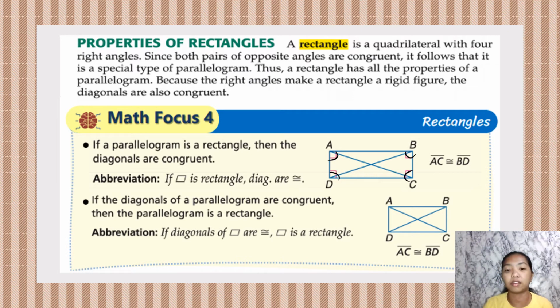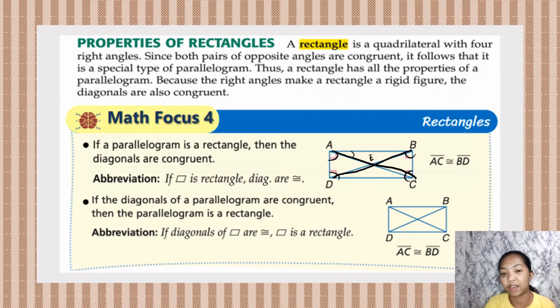I have here a rectangle ABCD. So our diagonal AC is equal to the other diagonal BD. For example, they intersect at E. So our AE is equal to EC, and our EB is equal to ED. The same as AE is equal to EB, CE is equal to DE, and the others also.